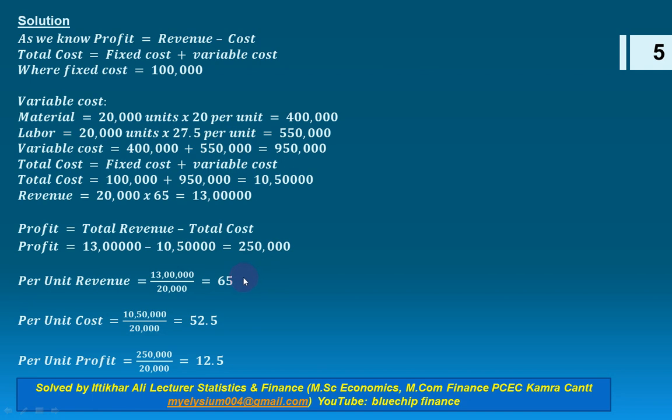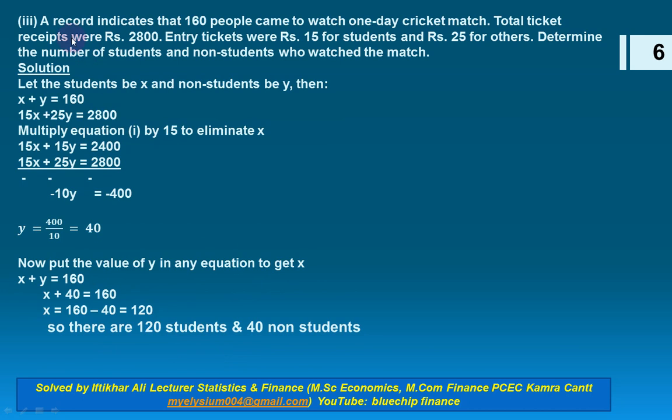And if we want to calculate the per unit, as we know that he is selling 20,000 units, just divide the revenue by the units. So per unit revenue is 65, per unit cost is equal to total cost divided by units, so 52.5, and per unit profit, as we saw here that total profit is 250,000, so 250,000 divided by 20,000 equals 12.5.